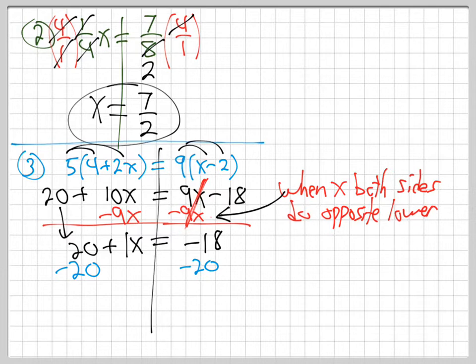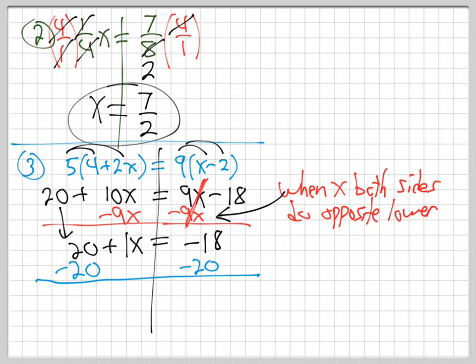See how we're always doing the opposite. If something's added, we subtract. If something's subtracted, we add. If something's multiplied, we divide, don't we? We always do the opposite to get rid of stuff to get x alone. So draw your horizontal line. So I took the action of subtracting 20 from both sides.